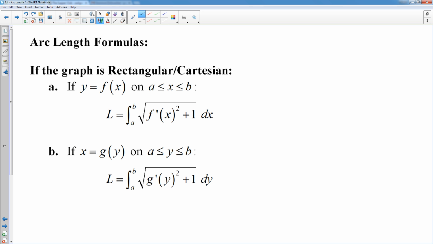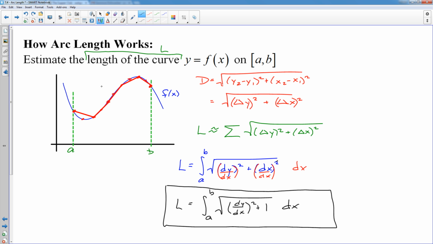Here's a much more nicely written formula. If your graph is rectangular or Cartesian, meaning your graph is either y equals a function of x or x equals a function of y, this is your arc length formula. Exactly what I just showed you. The square root of f prime of x squared plus 1, and f prime of x is the same thing as dy/dx.